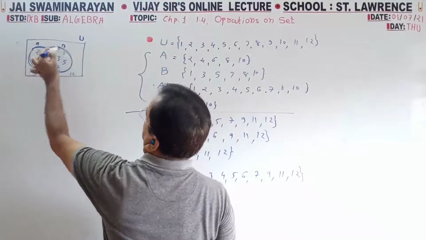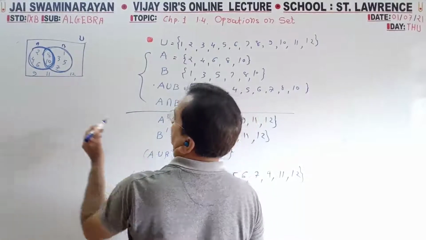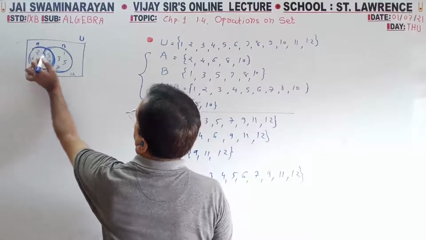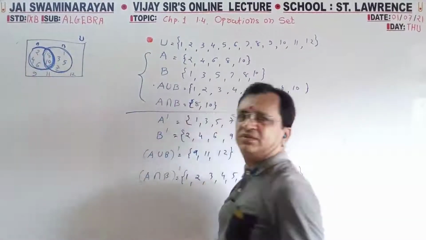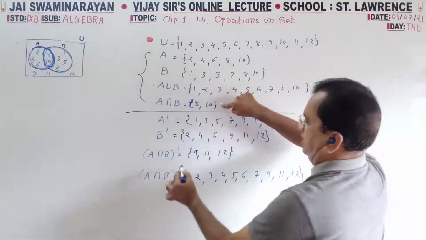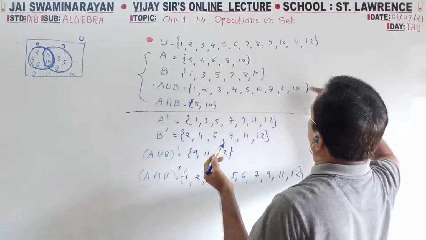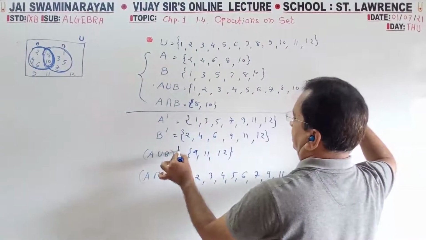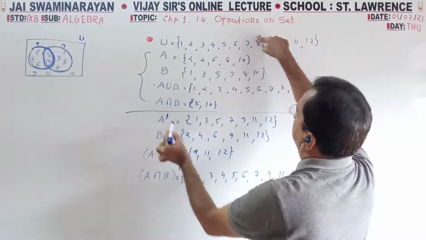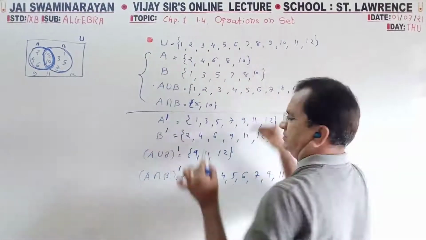Complement of B: not this, rest of it. Now complement of the union: not this, rest of it, 3 only. Complement of the intersection means not 8 and 10, rest of all. From the universal, if you delete this, you will get the complement. For the union, if you delete all of this, the rest will be the complement. A complement means you delete A from this. If you delete all of B, you will get B complement.